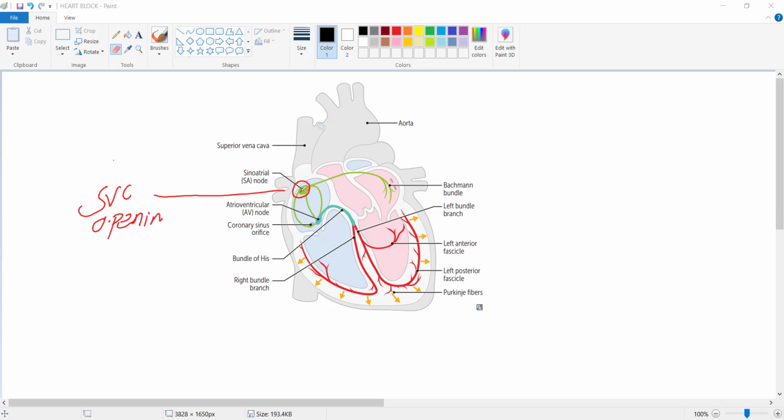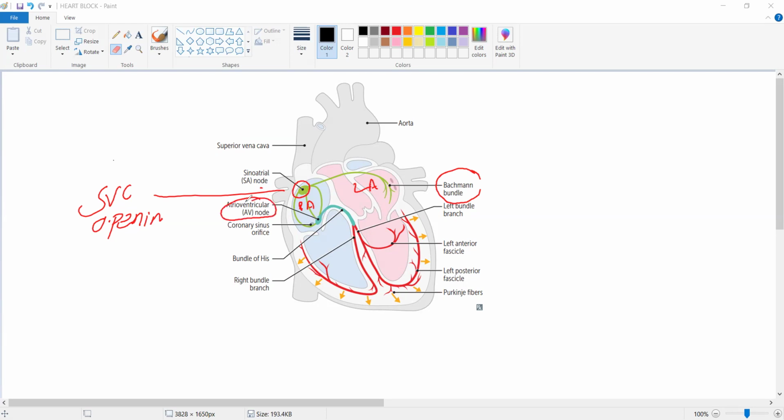So the impulses from the SA node move toward the left atrium. This is the right atrium. From the right atrium to the left atrium through the Bachmann bundle, to ensure that both of the atria depolarize at the same time, right? From the SA node, the impulses travel toward the AV node, right?